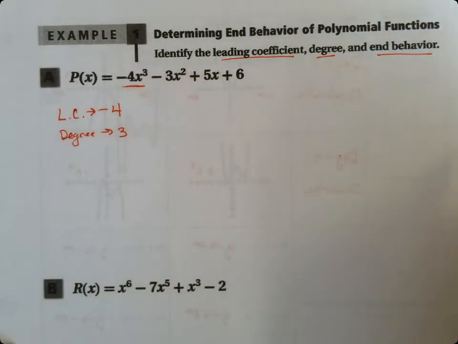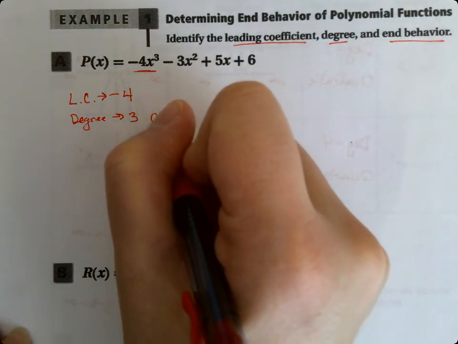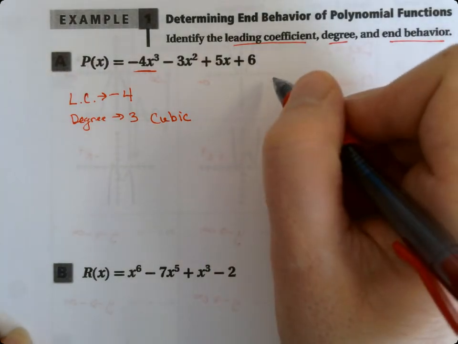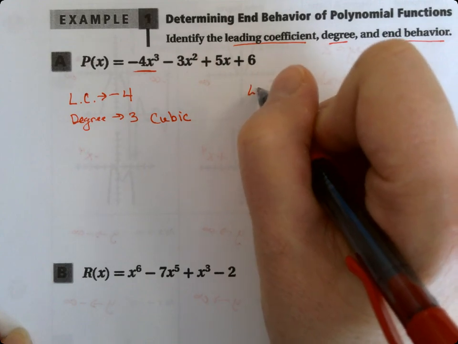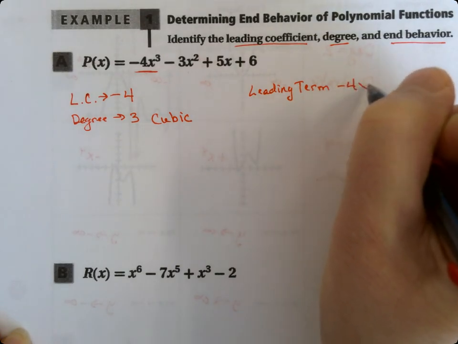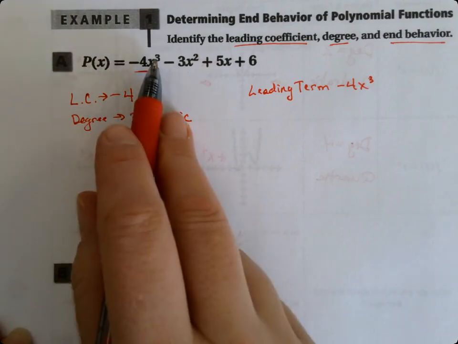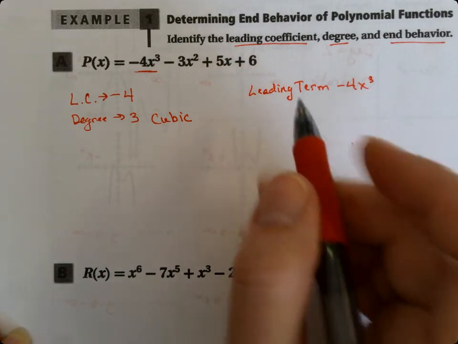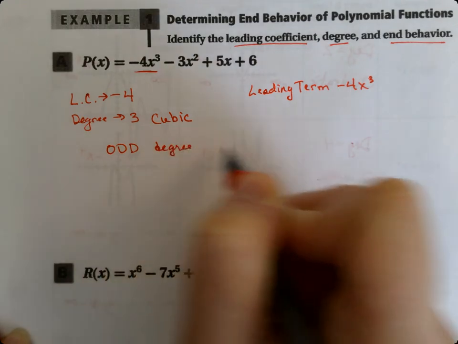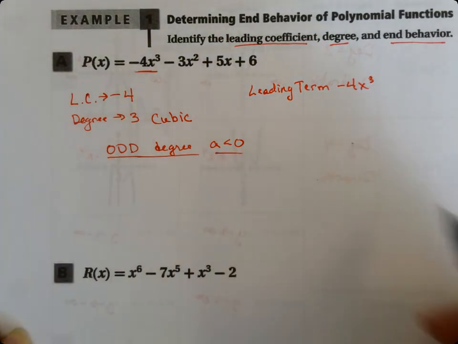Okay. The degree, well, the degree is 3, which we would call it what? If it's a degree of 3, what will we name that? Cubic. And we want to know the end behavior. Okay, so first of all, if Delta Math would ask you something, sometimes they ask for the leading term, and that was throwing people off. The leading term is negative 4x to the third. The leading coefficient is the number in front of that, and the degree comes from the power on that. So just throwing that out there. We know that it's cubic, so it is going to be an odd degree, and the value of a is less than 0. So these are our rules. It's an odd degree, and a is less than 0.